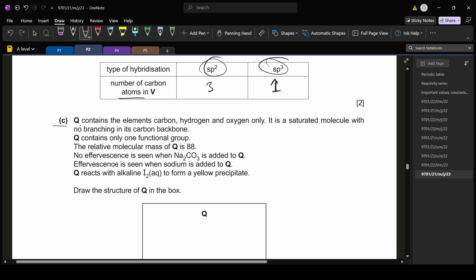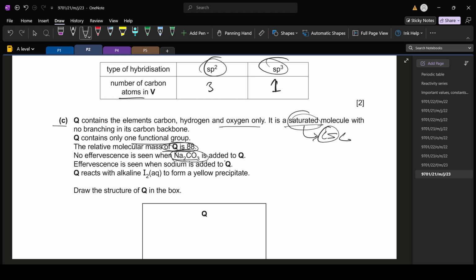Now moving towards question number C, part C, sorry. Q contains the elements carbon, hydrogen, and oxygen only. It is a saturated molecule with no branching in its carbon backbone. So saturated means there is no carbon-carbon double bond present. Now Q contains only one functional group. The relative molecular mass of Q is also given to you, which is 88. Now no effervescence is seen when sodium carbonate is added to Q, so it means no carboxylic group.